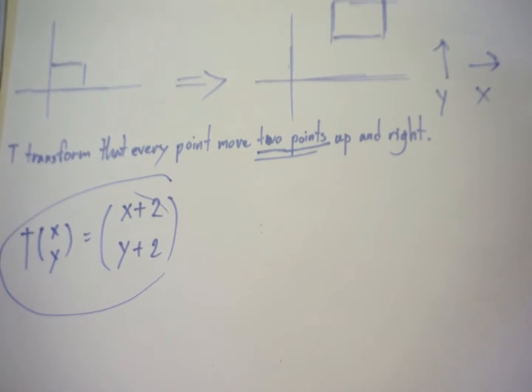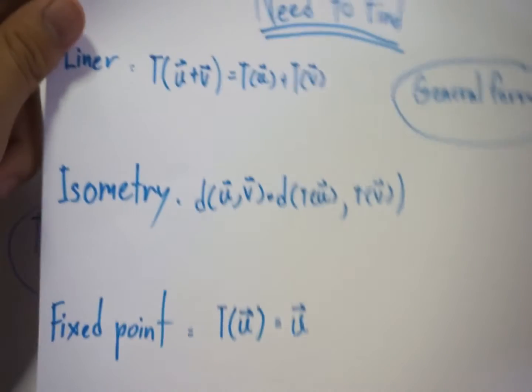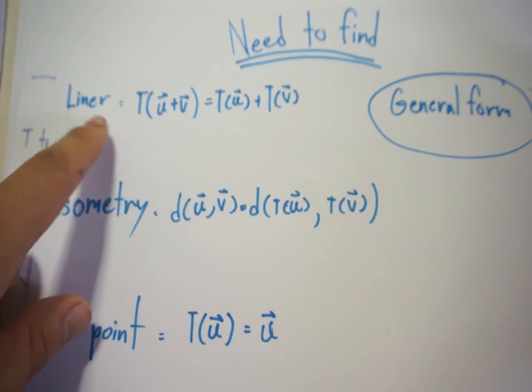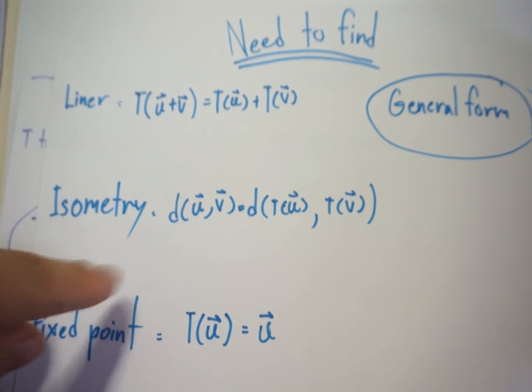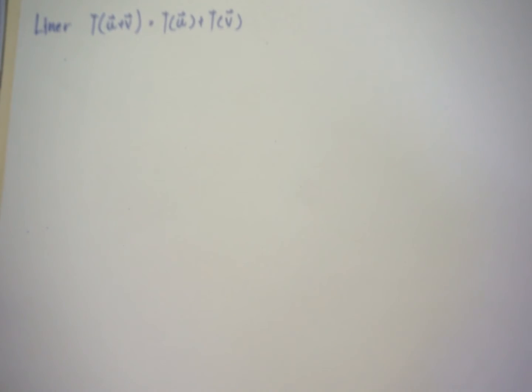Now we're gonna try to find what we want to prove, which from that last paper is the linear, the isometry, and the fixed point. Now we have the general form, we can find all three of those. Okay, let's find the linear first.